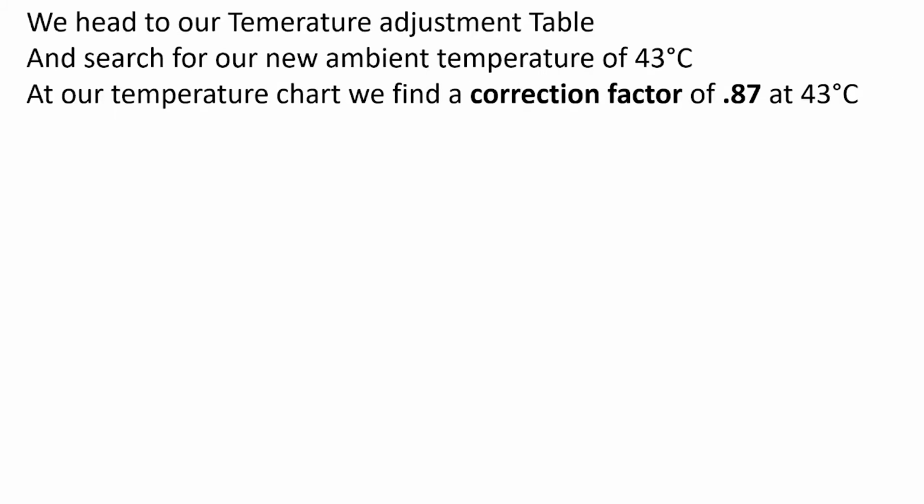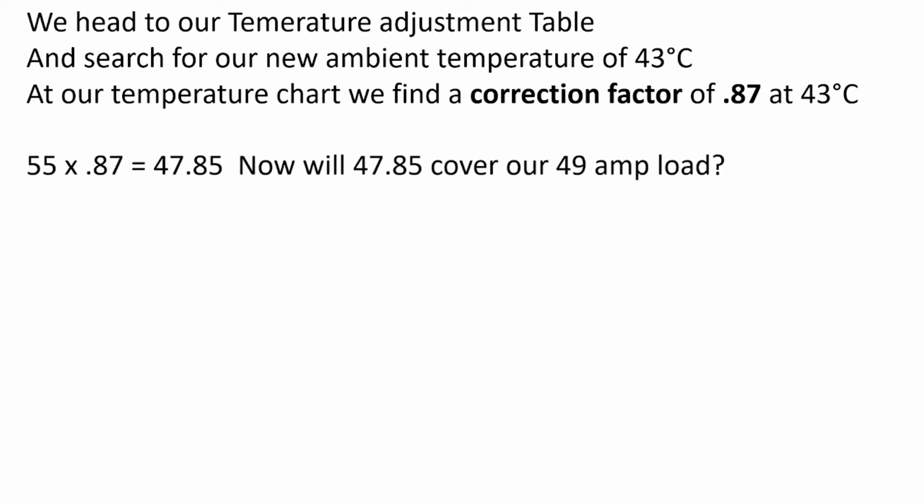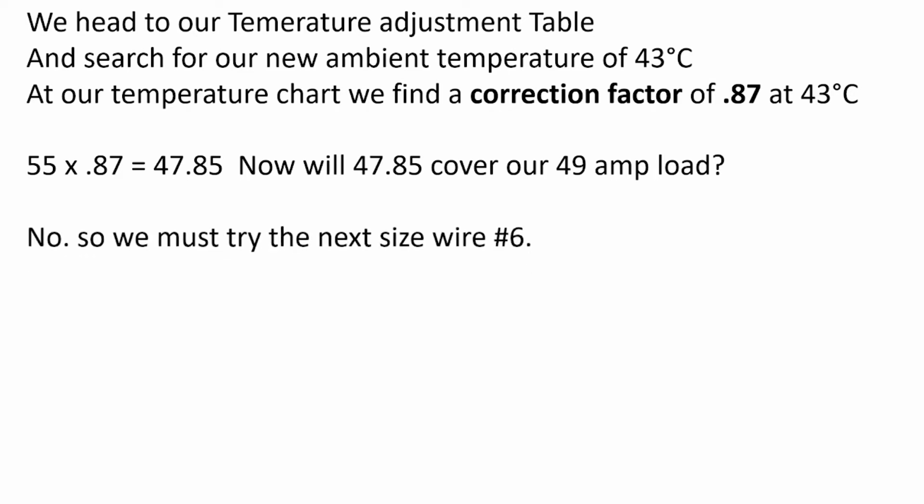Okay, so we head to our temperature adjustment table and we search for our new ambient temperature of 43 degrees C. So we're going to be on the left-hand side of this table. At our temperature chart, we find a correction factor of 0.87 at 43 degrees C. So we multiply our original amperage, which was 55, by the correction factor of 0.87. We're going to get an allowable ampacity of 47.85. Now will 47.85 cover our 49 amp load? No, so we must try the next size up.